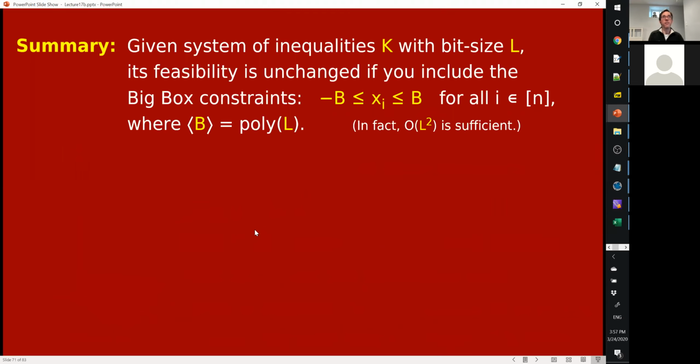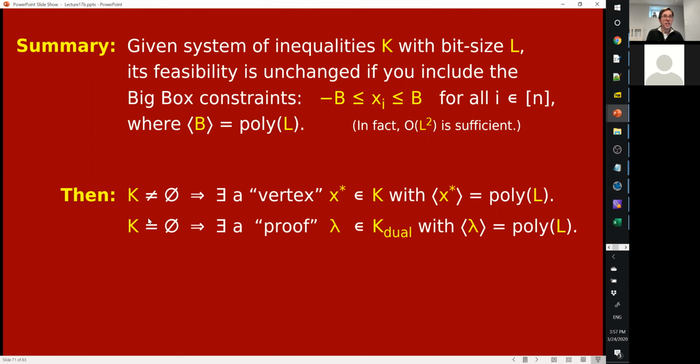Okay, so the summary is, given a system of inequalities K with bit size L, its feasibility is unchanged if you add these big box constraints, where b has polynomially many bits. I think even quadratically many bits is sufficient. And now we've proved it when the LP is in equational form, but it follows kind of immediately. You just think about how equational form and standard form are equivalent, but it's also true for the original standard form, that you can put in these big box constraints without changing satisfiability.